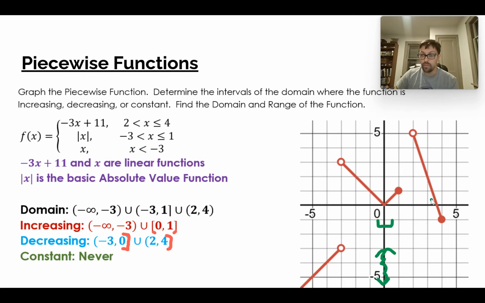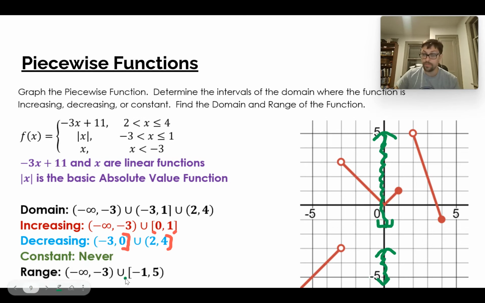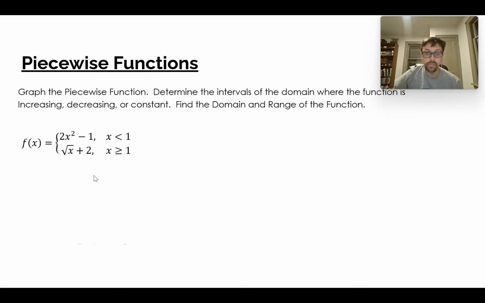And we're getting output values all the way up here to 4, but then that range stops here at 5. So we get a parentheses at 5 because we don't quite include 5 because it's got this open circle there at 5. So our range ends up being negative infinity to 3, negative 1 to 5.